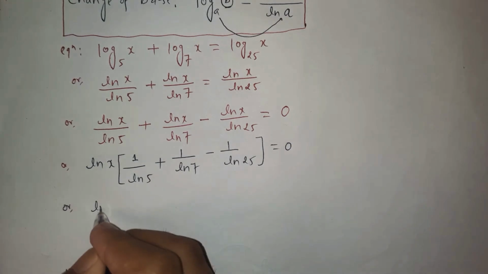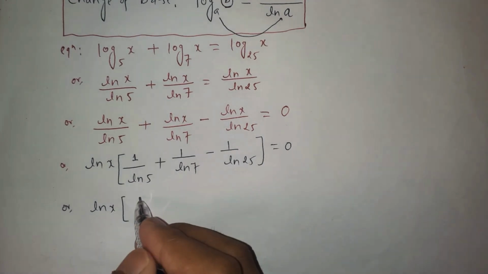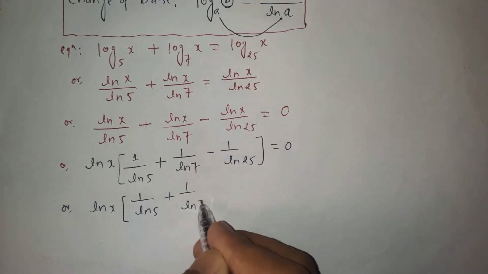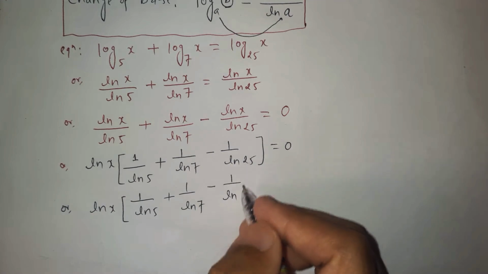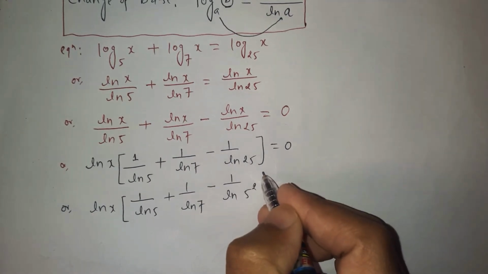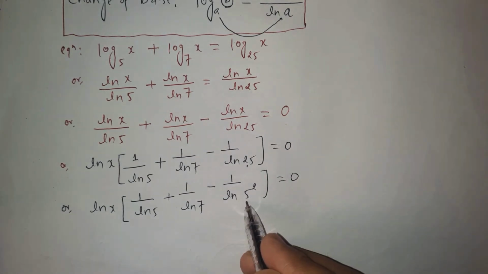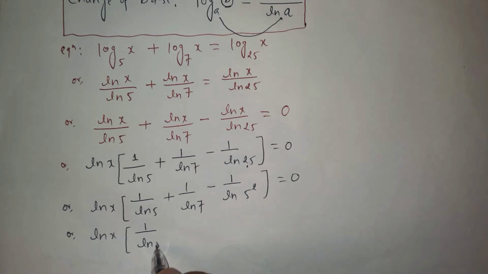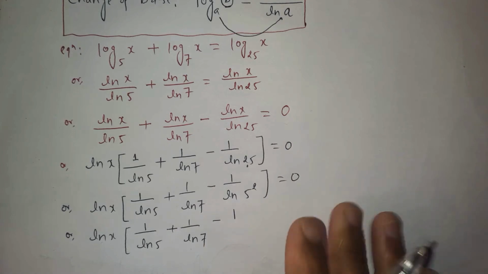This is equal to ln of x, and let's simplify inside this bracket. Here 1 over ln of 5 plus 1 over ln of 7 minus 1 over, and this logarithm can be simplified. The 25 can be written as 5 squared. Here we just convert this 25 in the form of 5 squared, and here we can use the formula.